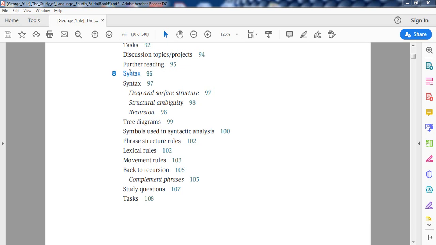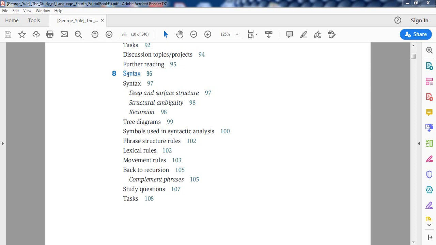It is supposed that in this lecture we discuss the third chapter in this semester, but it is chapter 8 of the book by George Yule, The Study of Language. This chapter is titled Syntax. The ideas presented in this chapter are hard for you to understand, and they need more elaboration and more discussion. We think that this discussion should be face to face, and we cannot do this in the present circumstances.